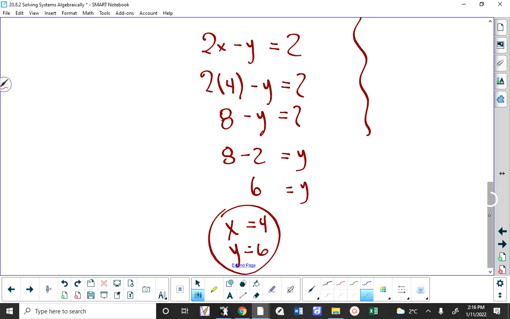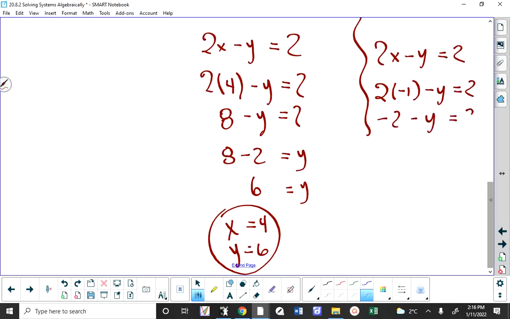Do that with the other one. We have 2x minus y equals 2, and x was -1. So I get -2 minus y equals 2. Move the y over, subtract the 2. Y equals -4 is what I get.